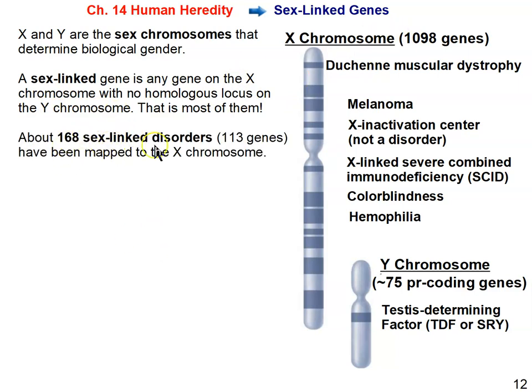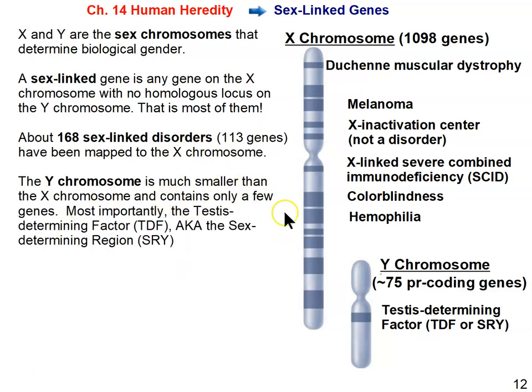About 168 sex-linked disorders have been identified, and that involves about 113 genes. So there are 113 genes that can mutate in different ways to cause more disorders than there are genes, if you're wondering how that can happen.